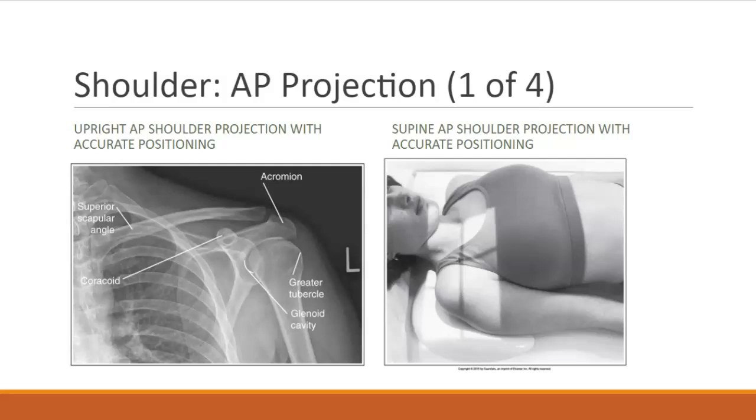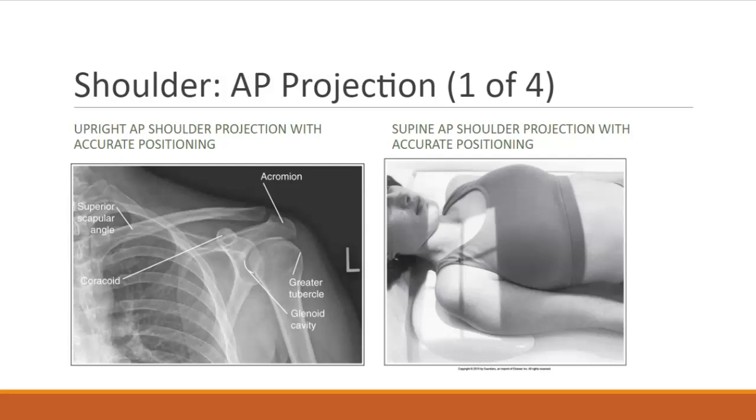The glenoid cavity should be partially demonstrated with the humeral head superimposing it in a non-dislocated shoulder. The scapular body is demonstrated without longitudinal foreshortening, and the mid-clavicle should superimpose the superior scapular angle. The humerus is also demonstrated without abduction, so it should be next to the body.